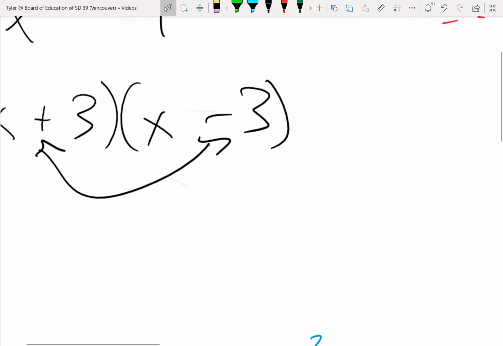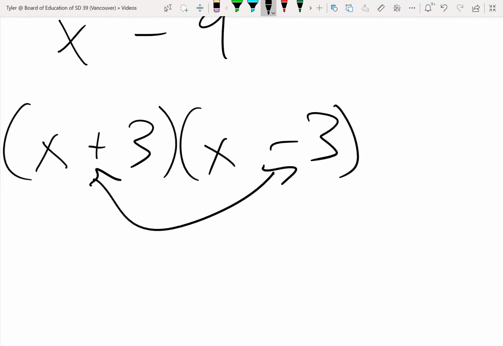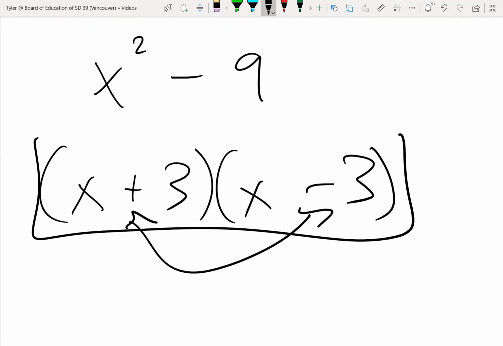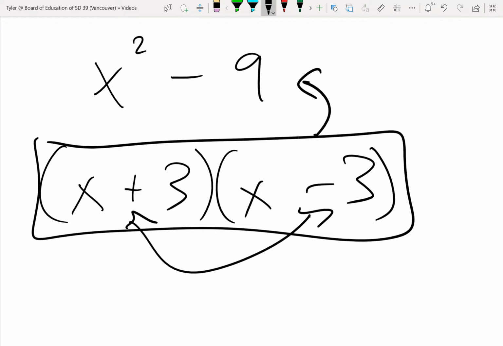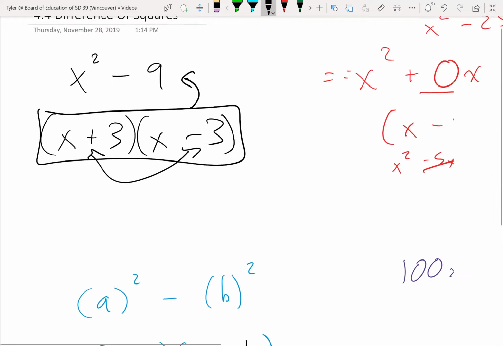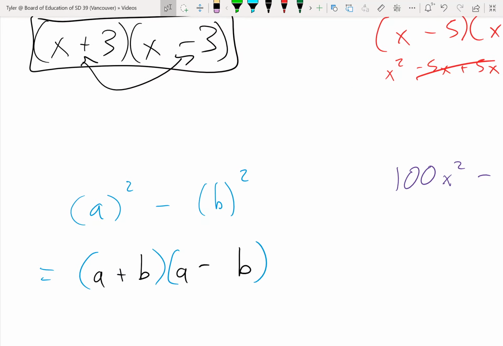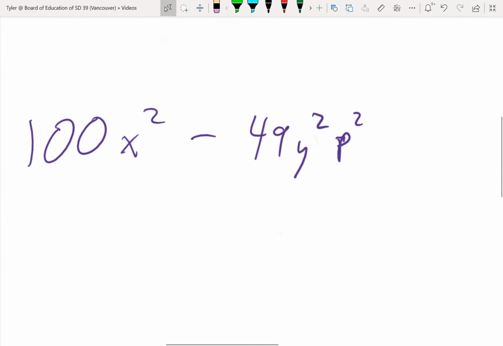Hopefully you remember this from the polynomials unit. This is one of the special factors, that if you have this kind of binomial times binomial, it turns back into this kind of special form. But whatever, this is one of the types you need to memorize, and you need to identify if you see it.